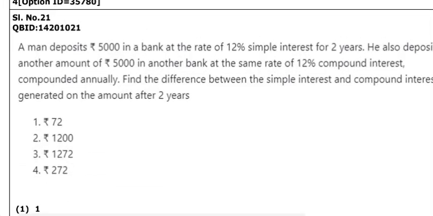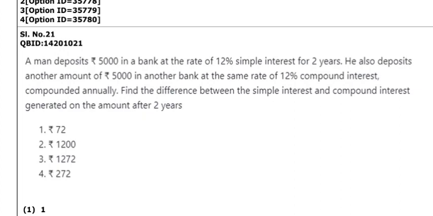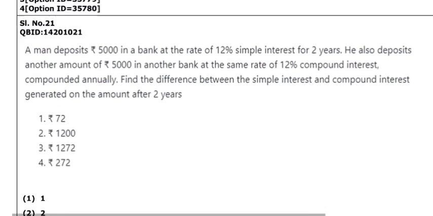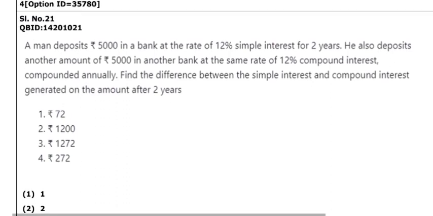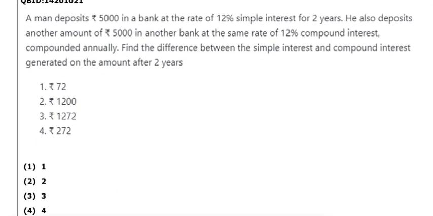Then we have got 21. It is a mathematical sum, numerical ability. It says a man deposits 5,000 in a bank at the rate of 12% simple interest for 2 years. He also deposits another amount of 5,000 in another bank at the same rate of 12% compound interest, compounded annually. Find the difference between the simple interest and compound interest generated on the amount after 2 years. You have to do it through your pen and paper mode. But if you are a mathematically sound person, a genius, then other thing. So 21 correct option will be number A, that means 72 rupees.